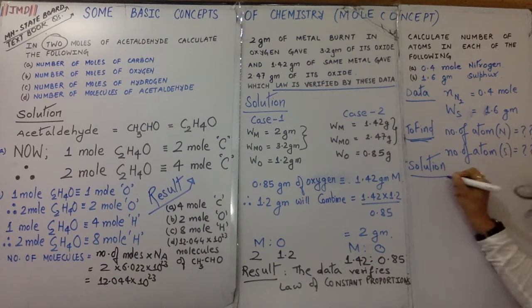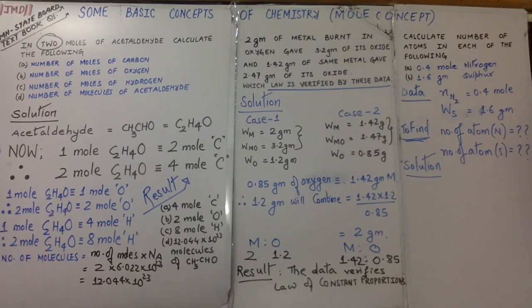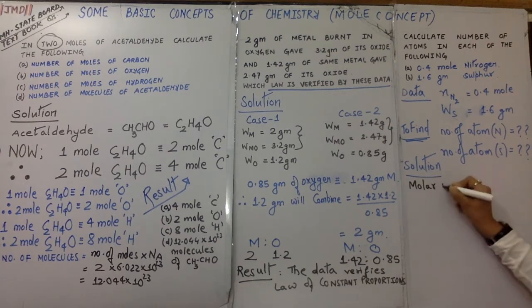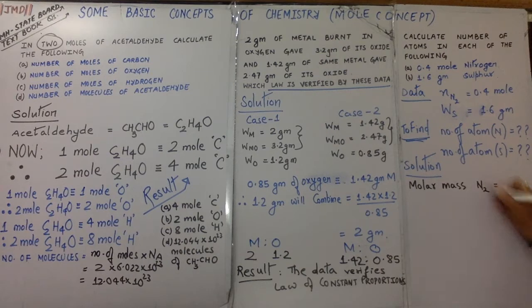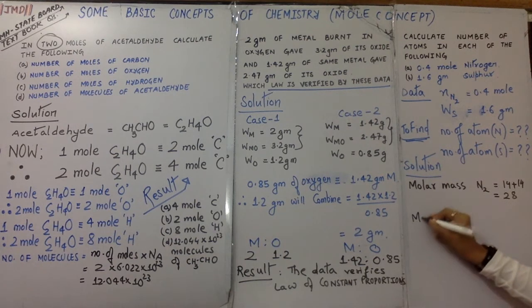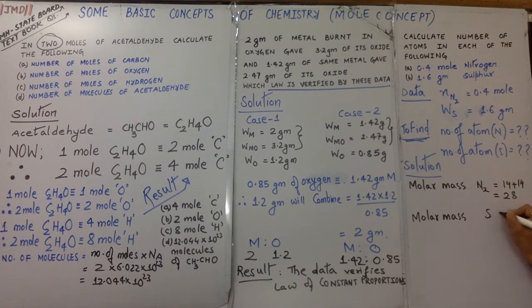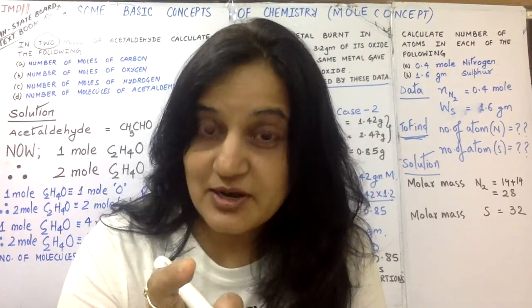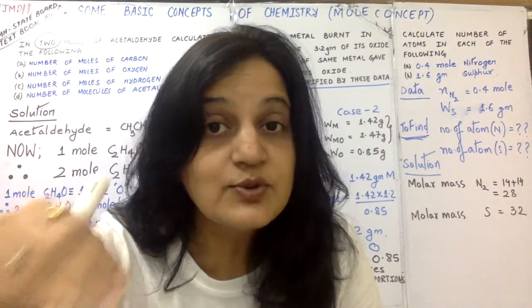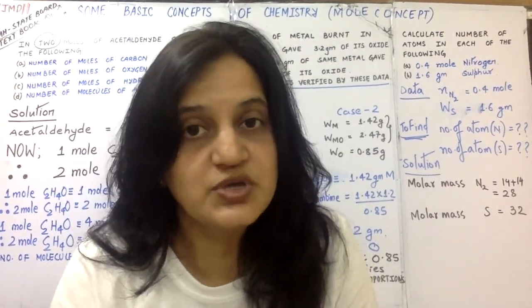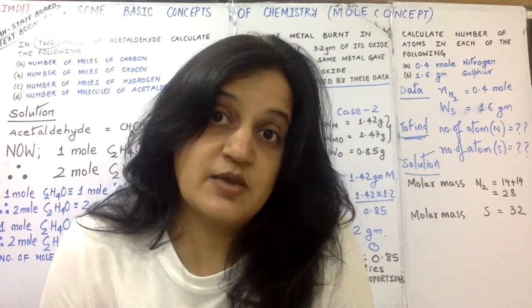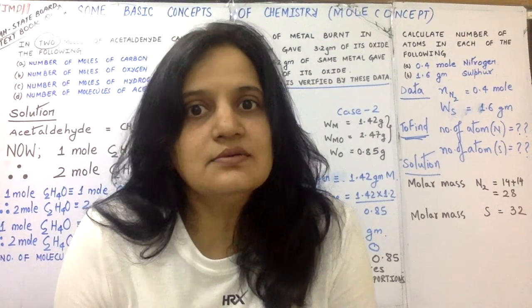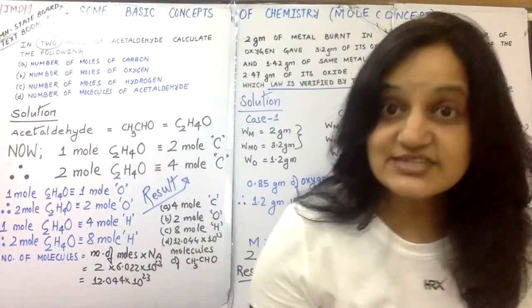Now the solution. The very first thing we need is the molar mass of nitrogen. N is 14, so 14 plus 14 is 28 gram per mole. Similarly, the molar mass of sulfur is 32. If you remember, we had learned the atomic mass and atomic number from 1 to 50. I made you learn that as a first thing before starting anything in chemistry. What's the harm? Some of you say, ma'am, all that will be given in the paper. No, in all questions it won't be given. You should know. So learn it if you haven't.